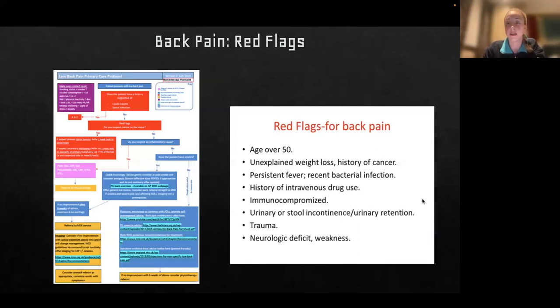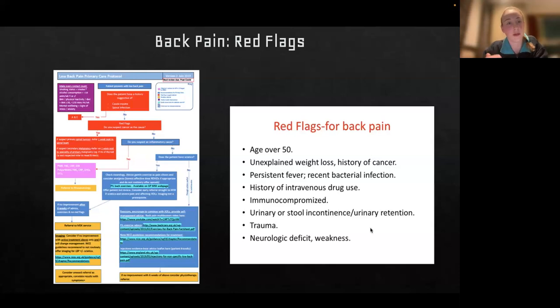So in terms of back pain, it's really important you know the red flags, and anyone over the age of 50, if they've got any unexplained weight loss or history of cancer, then you might be worried about a bony metastasis. Something that's also important with that is musculoskeletal back pain is very commonly lower back pain. Sometimes you get thoracic back pain, but in someone with a history of cancer with thoracic back pain, you really want to be thinking and ruling out any kind of bony cancer.